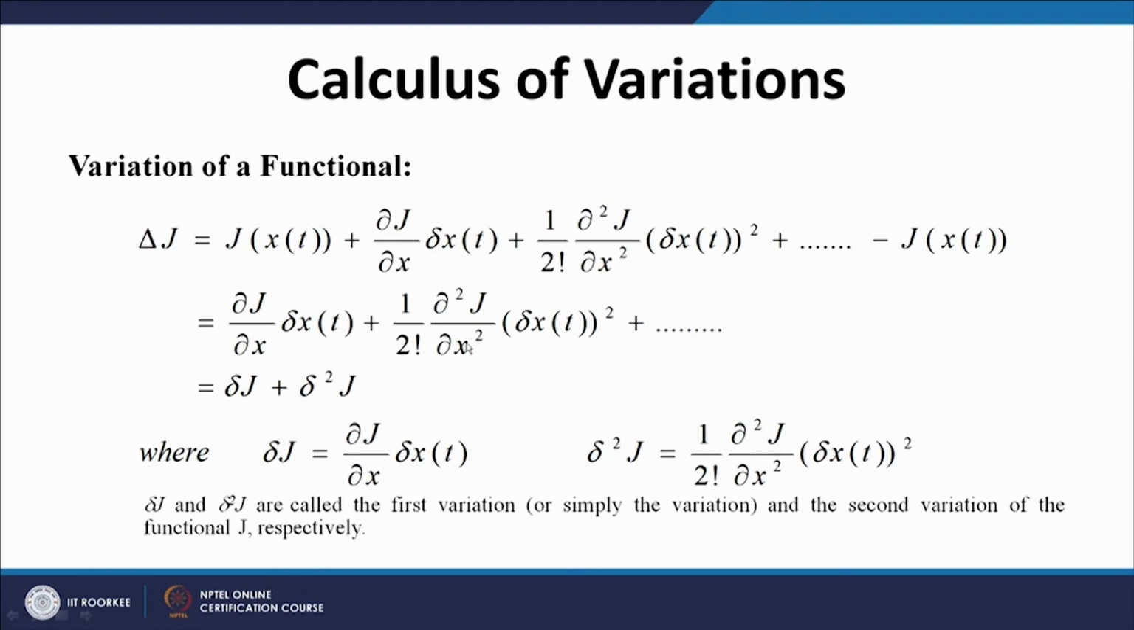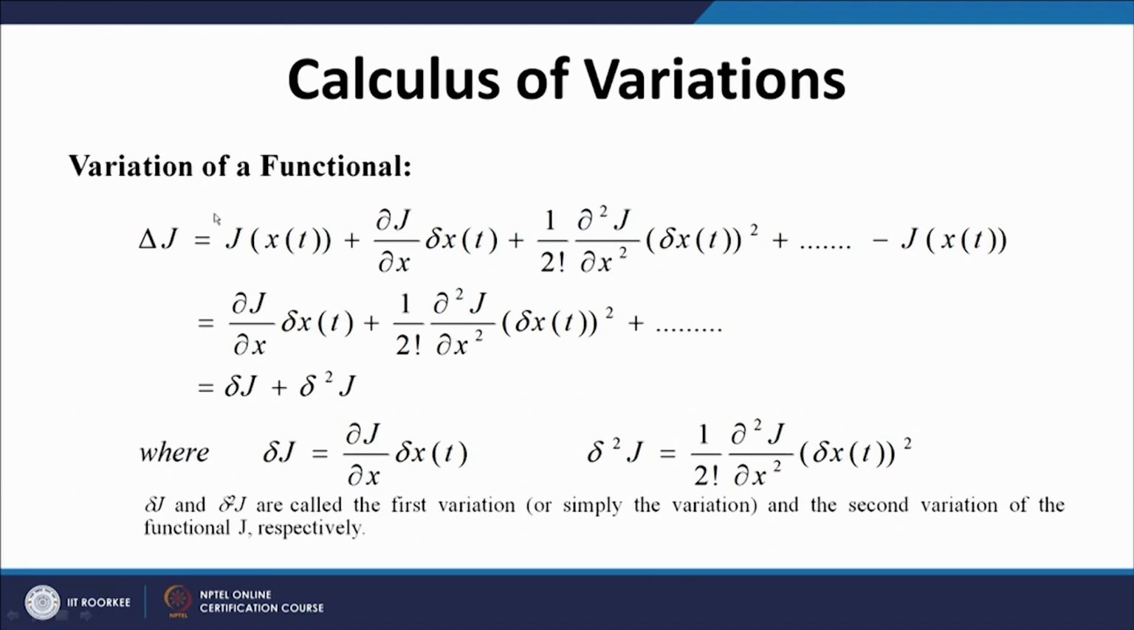Normally in our optimal control, our first two terms are of interest, where the first term we define as delta j, which is called the first variation, and the second term we define as delta square j, which is called the second variation. So, the increment of a functional is the summation of the first variation plus second variation plus third variation and so on.